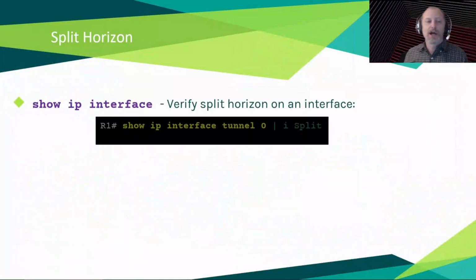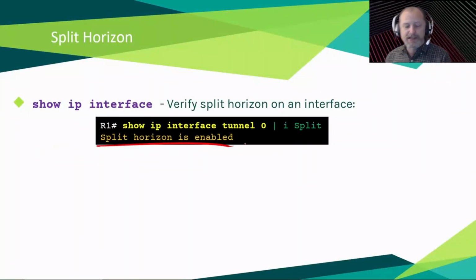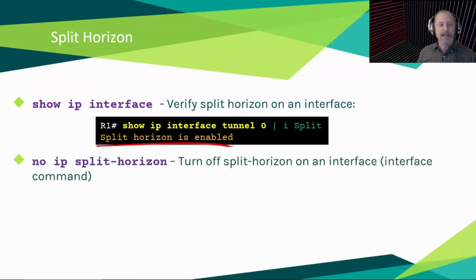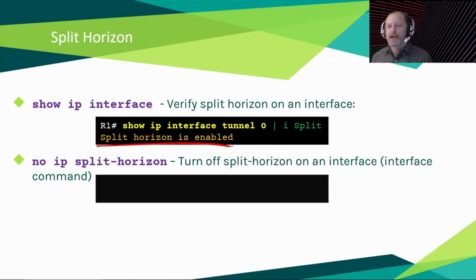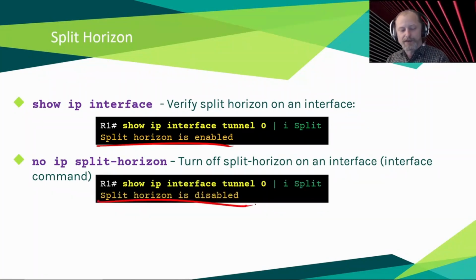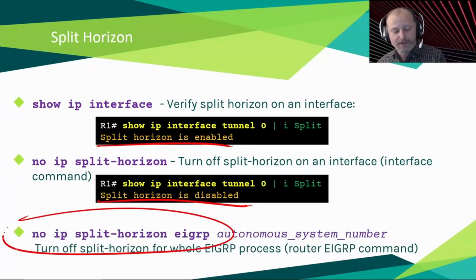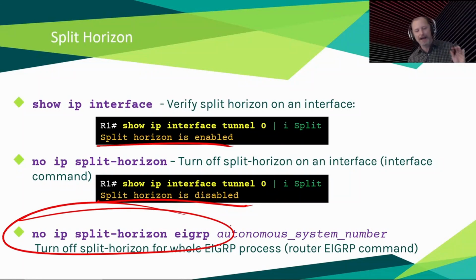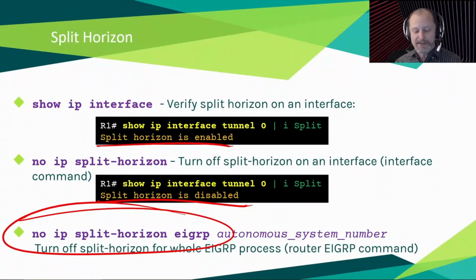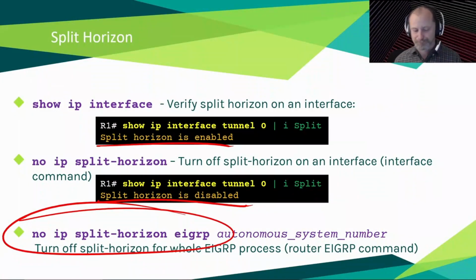If we do a show ip interface brief, pipe include split, we can see split horizon is enabled on that tunnel interface. So if we go to interface configuration mode, we say no ip split-horizon, and then we can verify, oh, it's been turned off. Okay. We can also turn off split horizon for all of EIGRP. That might be a little bit more dangerous, but in this case, you're only turning it off for that one router, so it could be okay.